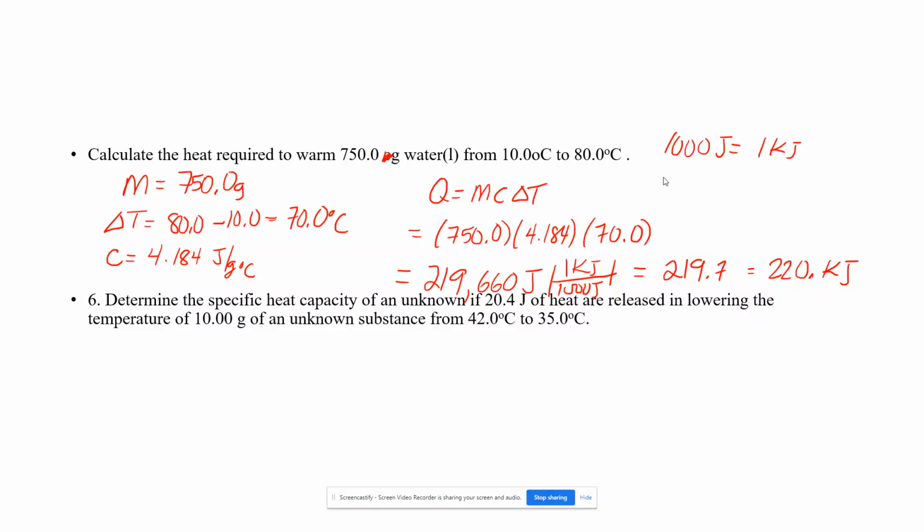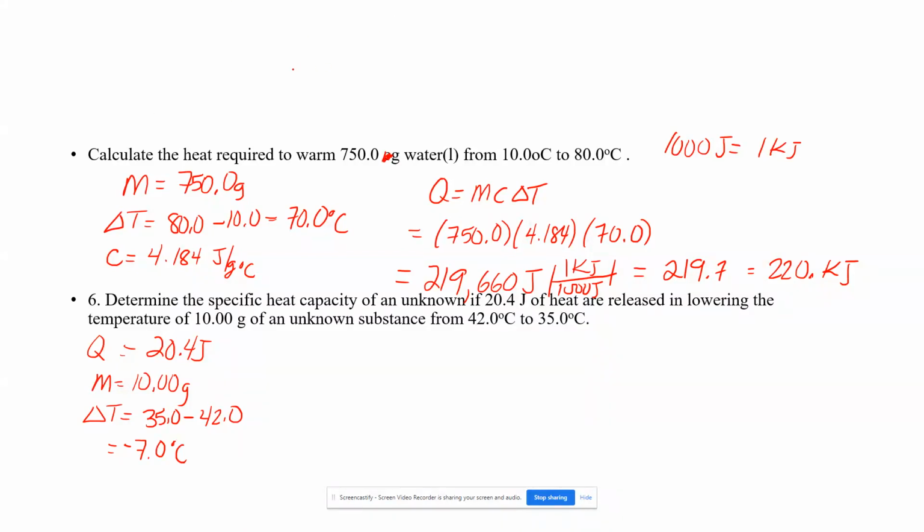Now you can also use this to identify an unknown substance because C is an intensive property. So we can use it to identify. Read the problem: 20.40 joules. I know that if it's a joule, that unit gave me a Q. And I have a mass of 10 grams. And how much did we change the temperature? Well, this time you lowered it from 42 to 35. So it actually cooled 7 degrees.